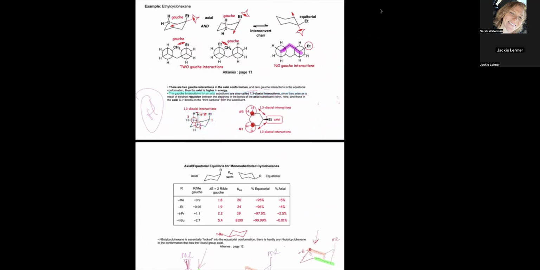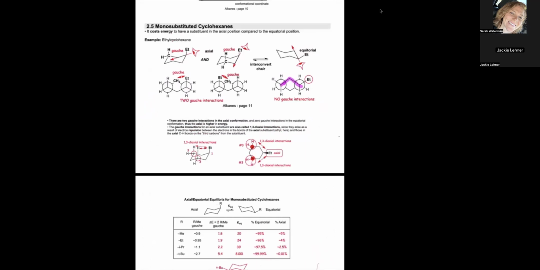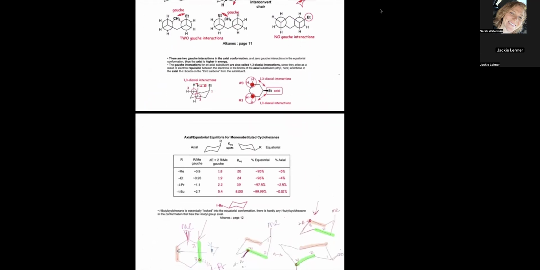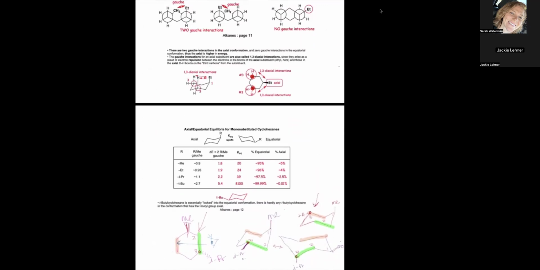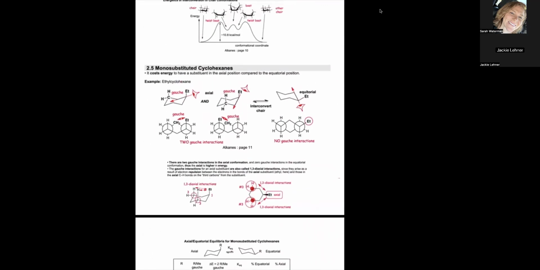Interactions, right? 1,3 diaxial. So if it's on an axle, remember that we're talking about interaction states here, right? So when you have this, for example, in this one, these are your 1 and 3s.